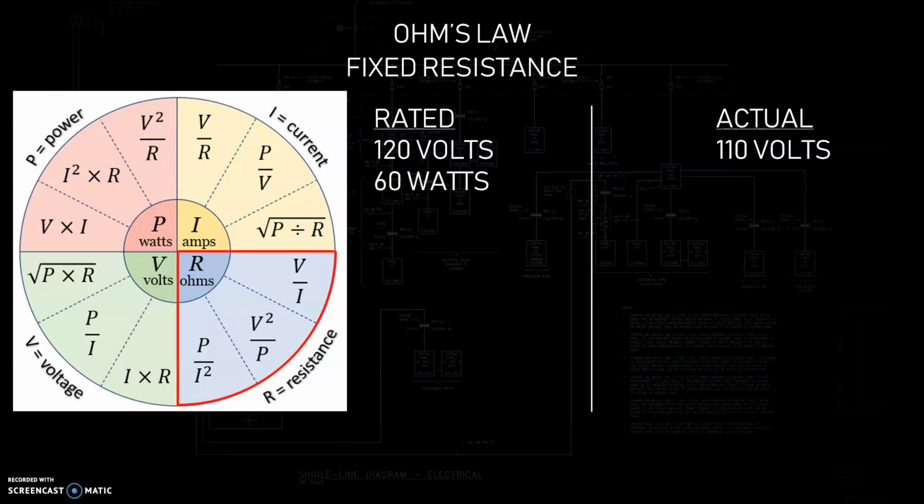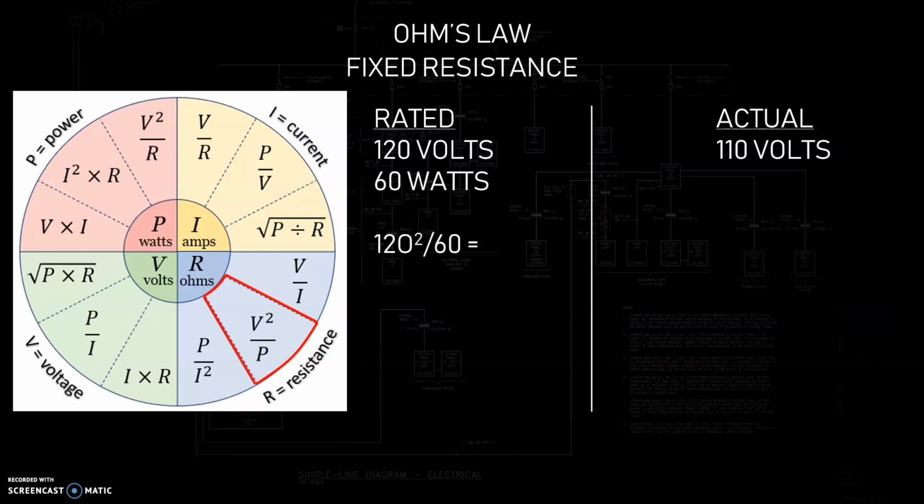Okay, so again, we're looking for ohms. We're going to the Ohm's law wheel. We have volts, we have watts. That's telling me V squared divided by P. In this case, we have to go ahead and use that squared formula. No big deal, right? So we're going to do 120 squared divided by 60.